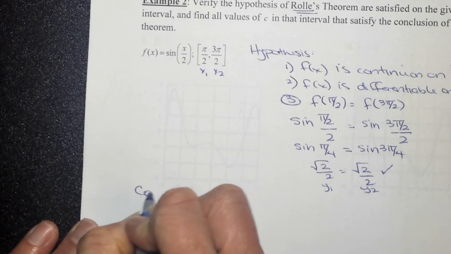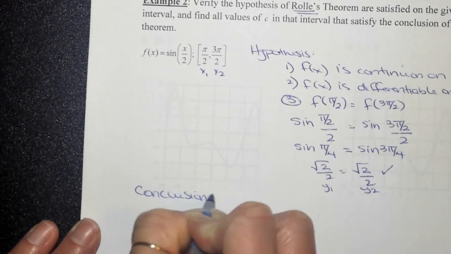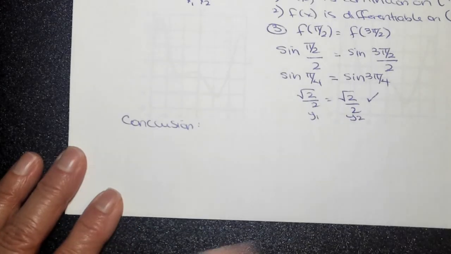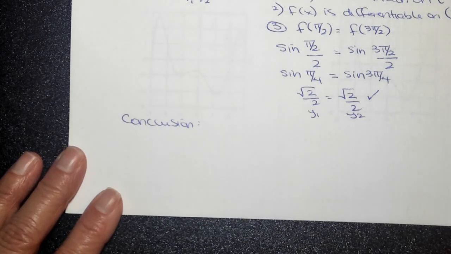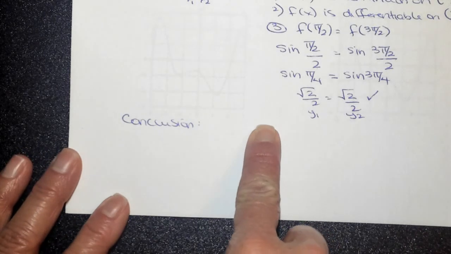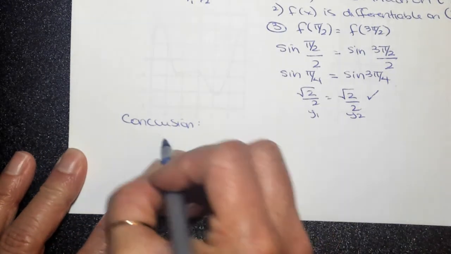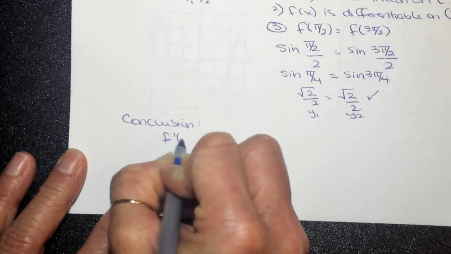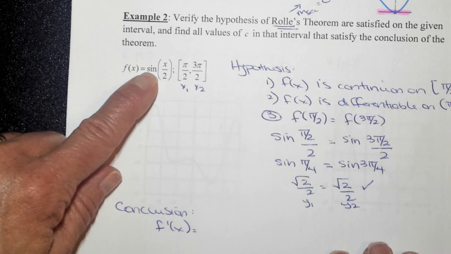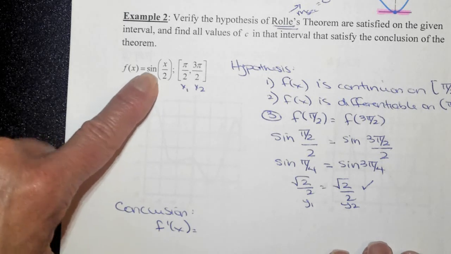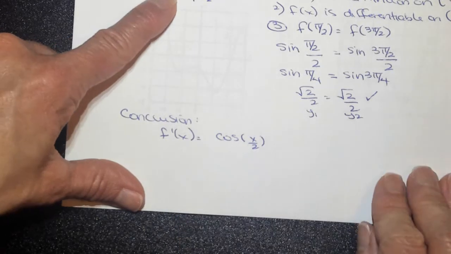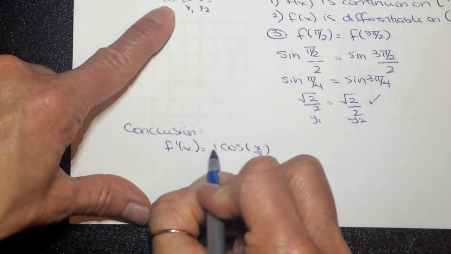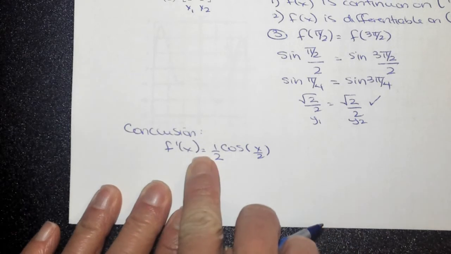So my conclusion, okay, now remember what you probably have noticed for the MVT, there was no big statement. The math is my statement. Your statement's really in the hypothesis. So we're going to find f prime of x. Okay, so remember we're going to use the chain rule here. So first of all, we would say, what's the derivative of the sine of x over 2? It is the cosine of x over 2, and then we have to take the derivative of the inside, which is 1/2. Okay, so there's my derivative.